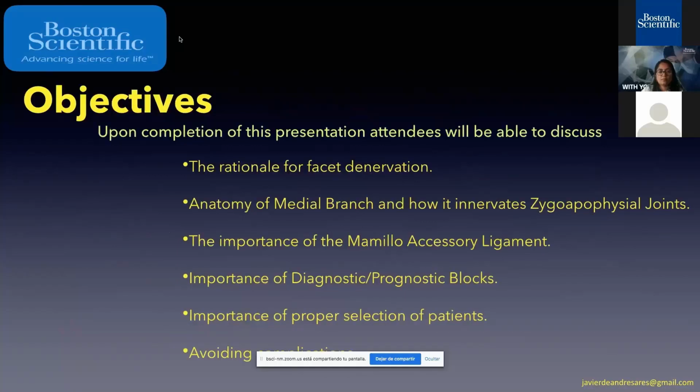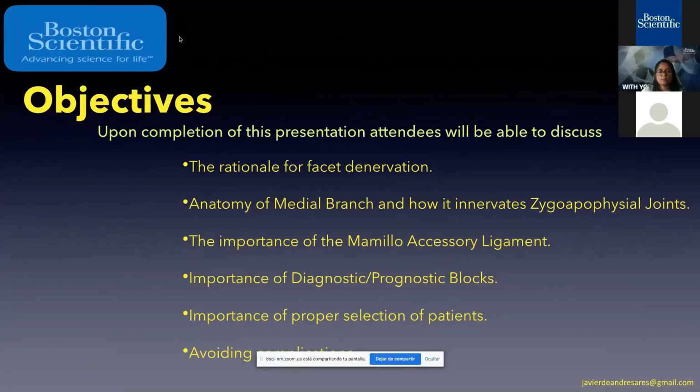So upon completion of this webinar, attendees will be able to discuss the rationale for facet denervation, the anatomy of the medial branch and how it innervates the joints, the importance of the mamillo-accessory ligament, and the importance of diagnostic or prognostic blocks. There is now a semantic war between diagnostic and prognostic. Whether medial branch blocks are diagnostic or prognostic, I'm not going to enter that war, but I will insist on the importance of performing these diagnostic or prognostic blocks.